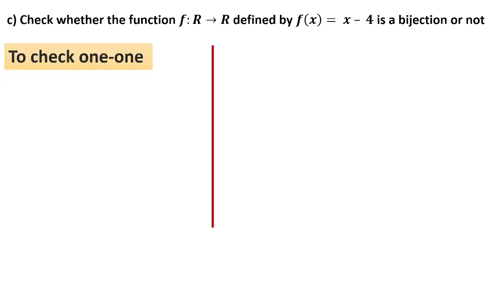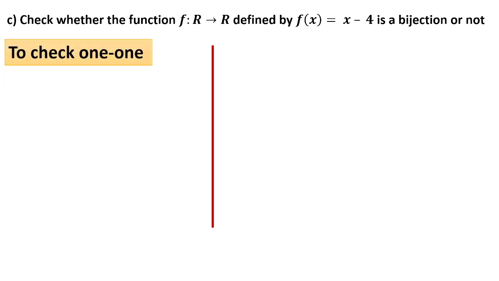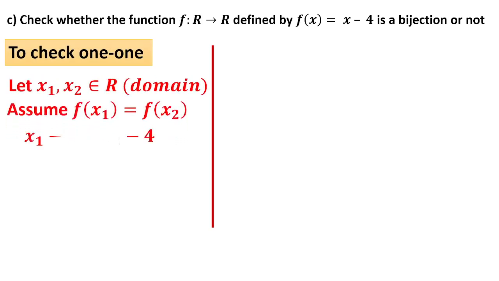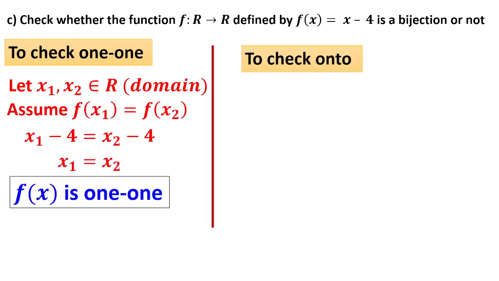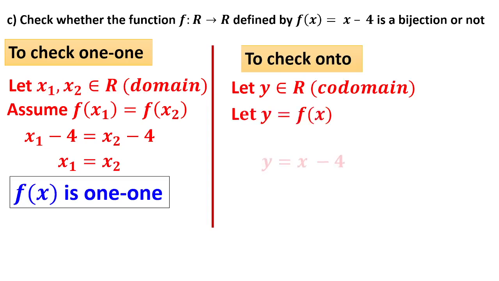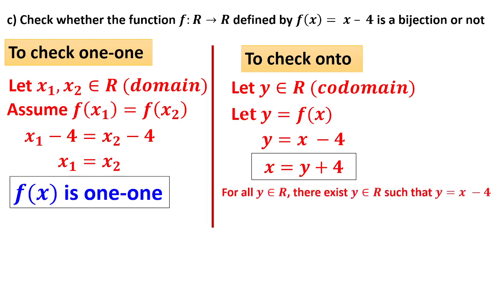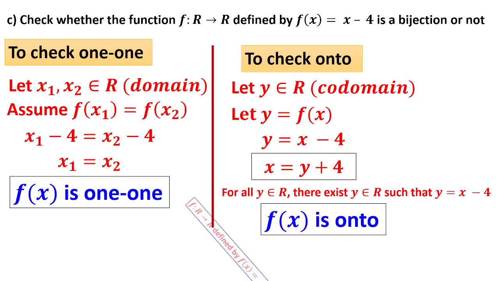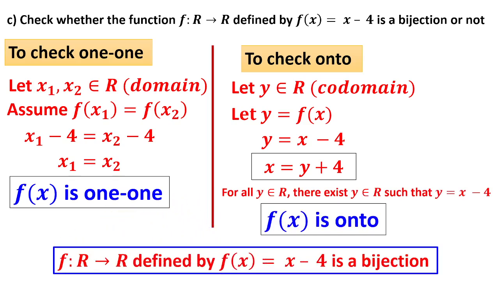Now they want you to check whether the function is a bijection or not. One-one is very simple. x1 is equal to x2. f of x1 is equal to f of x2, and x1 is equal to x2. Therefore, one-one. And when you take y, you get y is equal to x minus 4. All of you know that it will definitely be a real number. Therefore, it is onto. Therefore, f of x is a bijection.